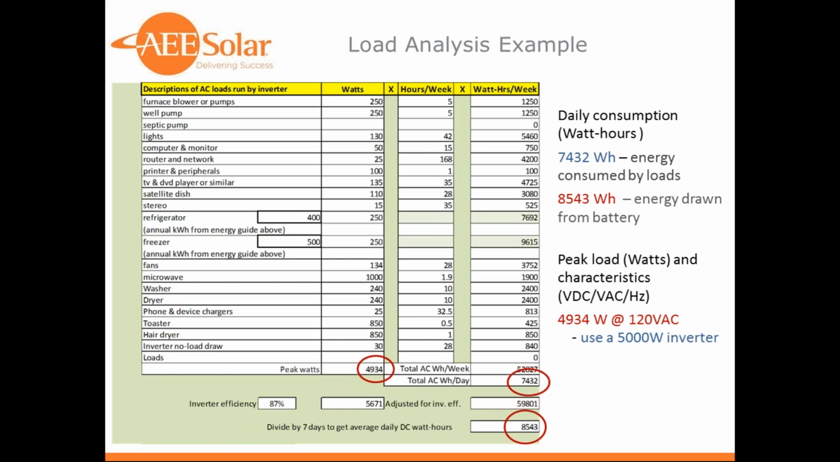For instance, you may not run a washing machine every day, but you're going to do it a certain number of times a week, maybe. So it's best to average it out over a week's worth of data.